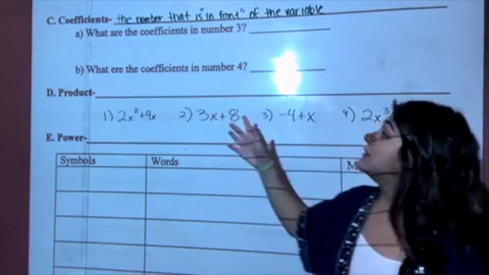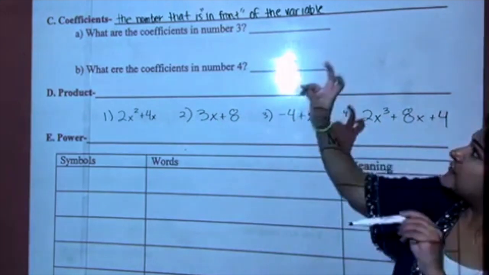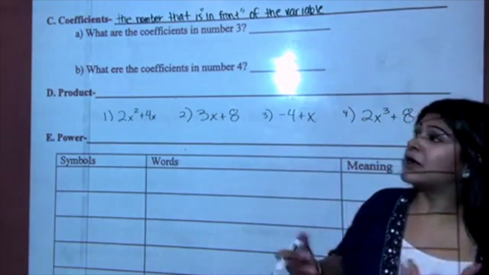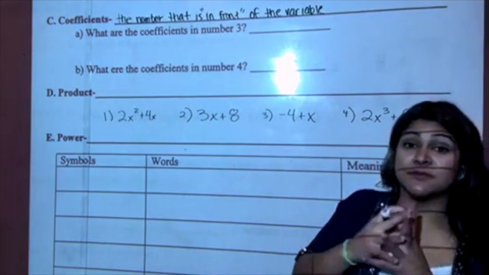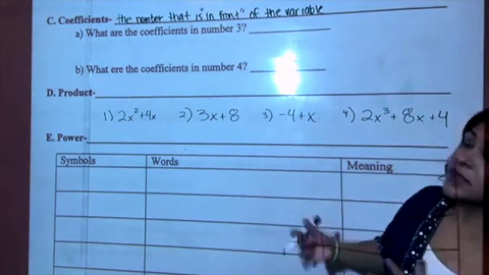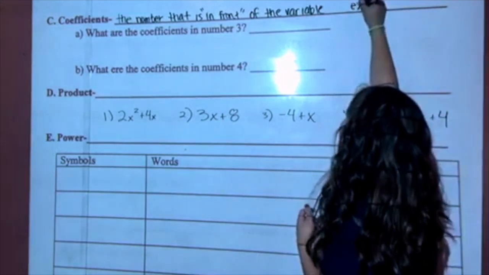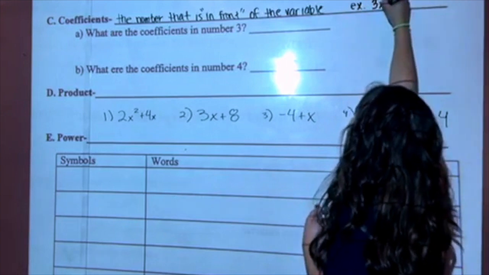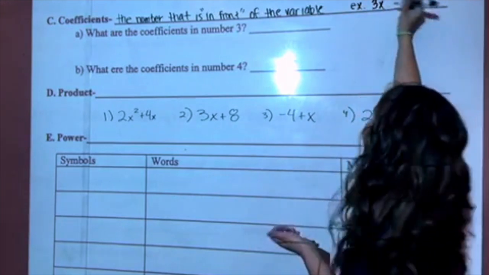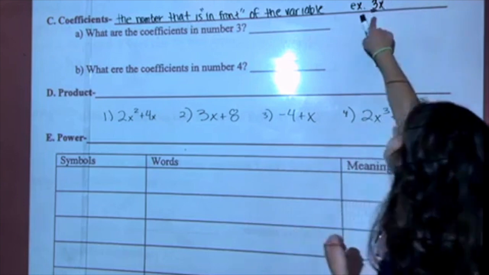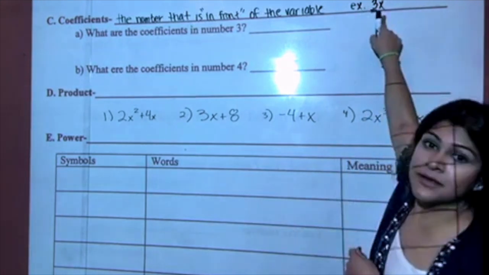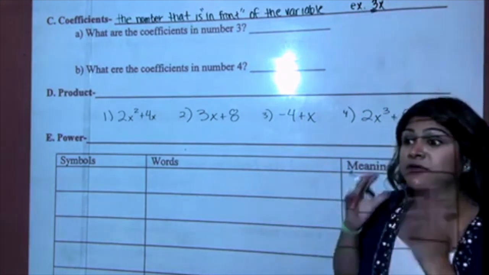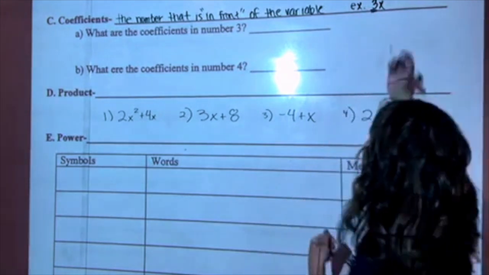So the coefficient, by definition, is the number that is in front of the variable. Now, we know that it is the number that's being multiplied with the variable. Some easier examples include 3x, right? We can easily see that 3 is sitting in front of x. It's also being multiplied by x. This tells you that we have 3 x's.